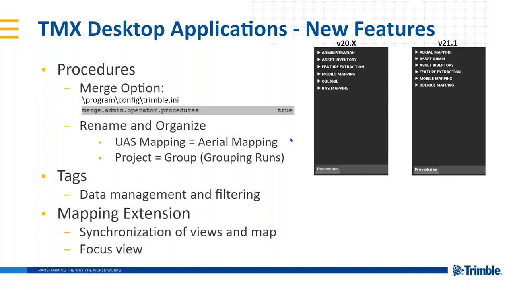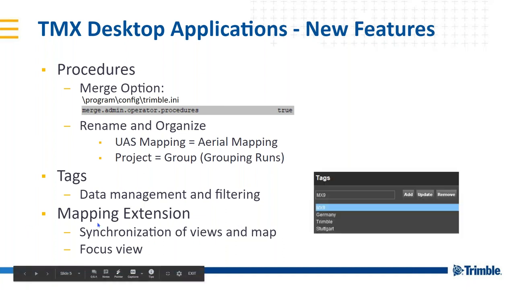Another change to the Procedures tab is that the US mapping is now renamed to area mapping, and the project concept has also changed to the group concept. The concept itself is the same, it's just the name that is different. So now instead of calling a group of runs a project, we call it a group.